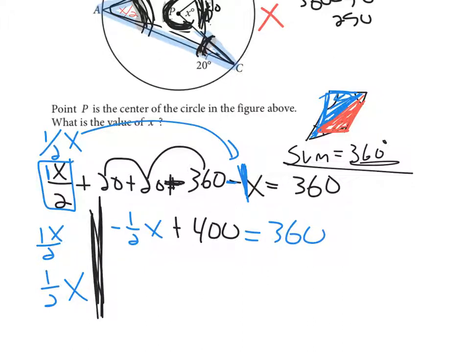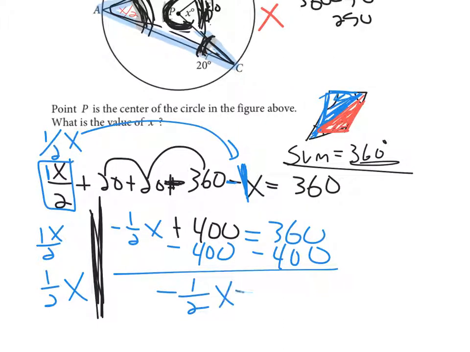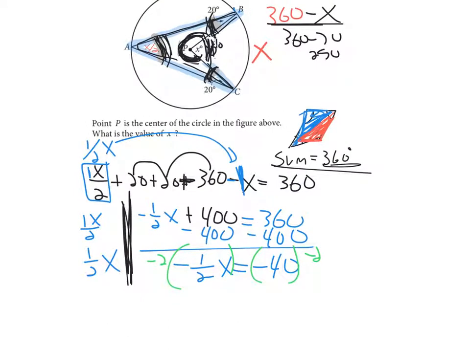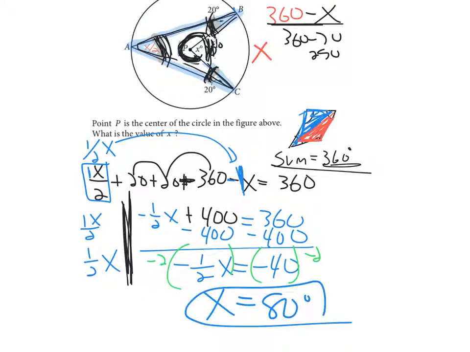And now I'm going to solve this equation by subtracting 400 on both sides. So I have negative 1/2 x equals negative 40. If I multiply both sides by negative 2, x is going to be equal to 80 degrees. So this one dealt with central angles and inscribed angles, and the sum of the measures of the angles of a quadrilateral is 360. But here our answer is 80 degrees.